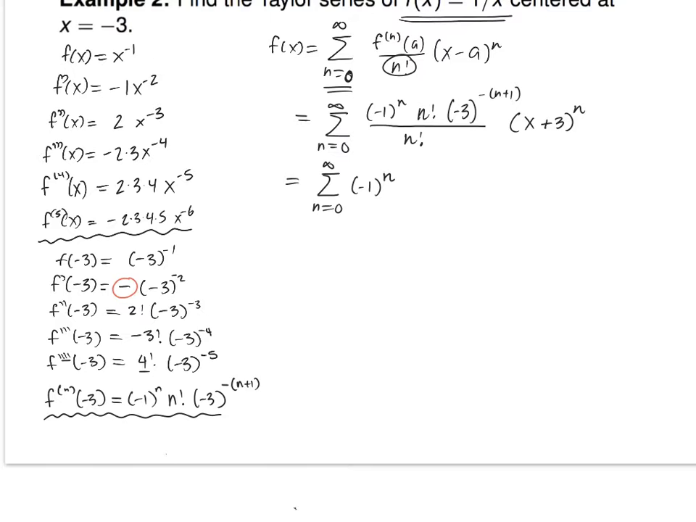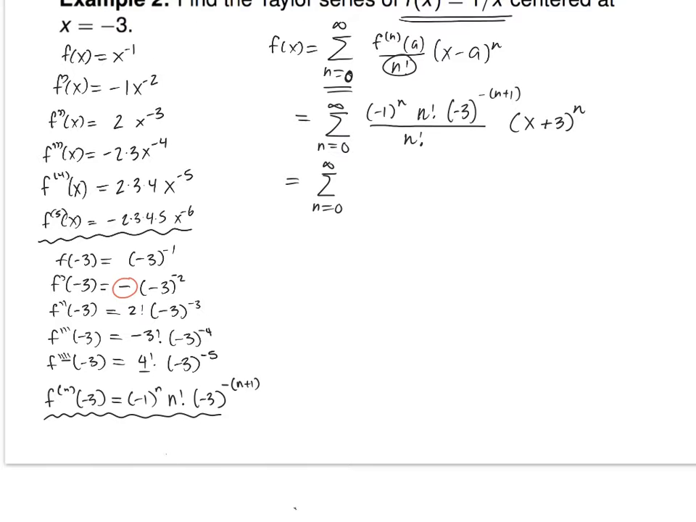So (-1)^n over (-3)^(n+1) times (x + 3)^n. Is that an exponent to an exponent to an exponent there? Say that again? No, there's no exponent to exponent to exponent. So where are you looking at? I'm sorry, because you're kind of going up diagonally there.